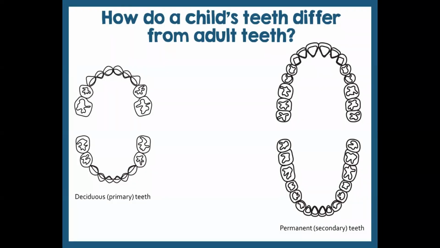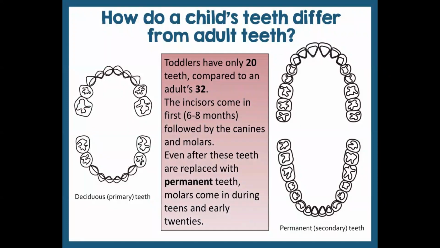Okay, so let's begin by thinking about the differences between children's teeth and adult teeth. Toddlers have only 20 teeth compared to an adult's 32 teeth. The incisors come in first when the child's about 6 to 8 months old, followed by the canines and molars. Even after these teeth are replaced with permanent teeth, molars come in during teens and early 20s.